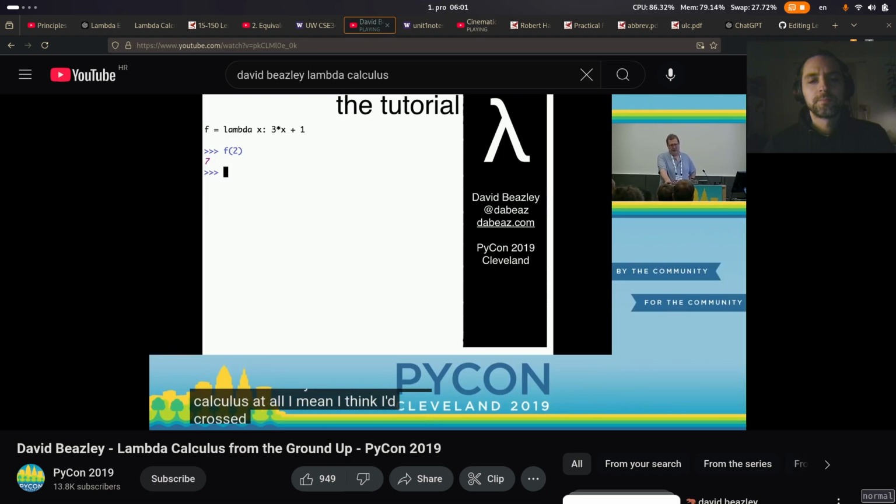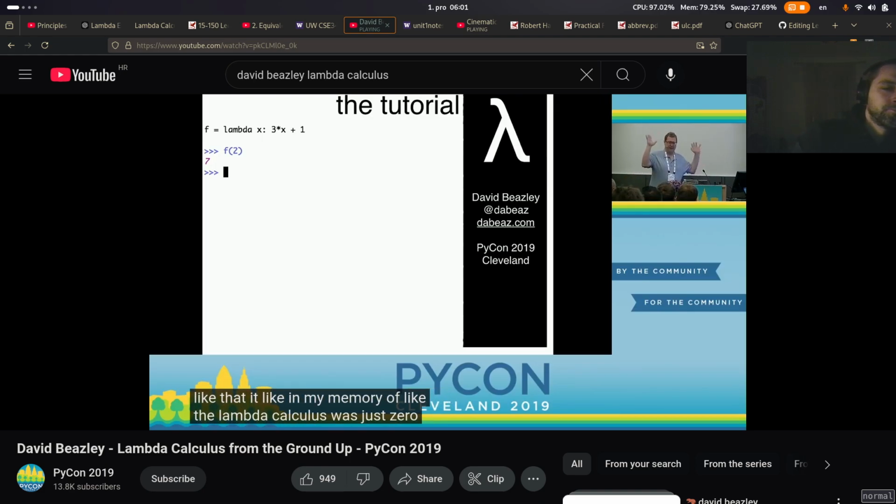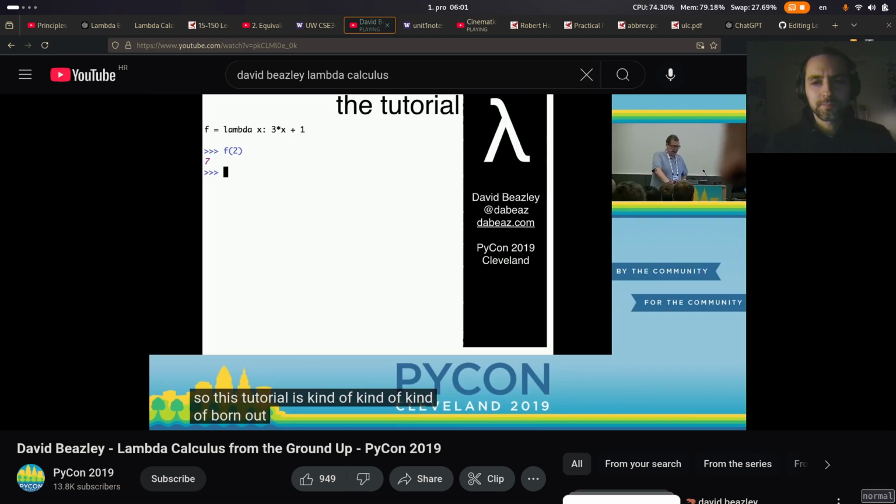all. I think I'd crossed paths with it in graduate school at some point, but at the time that I did it, I was studying for qualifying exams and spending the other half of my time playing Duke Nukem or something like that. And my memory of the Lambda Calculus was just 0. So this tutorial is kind of born out of that.